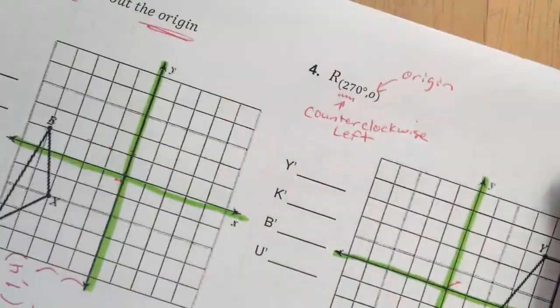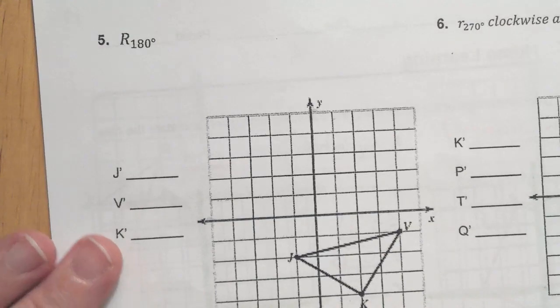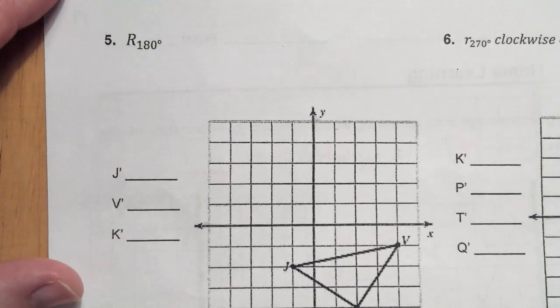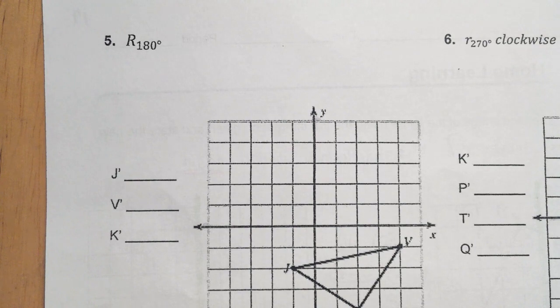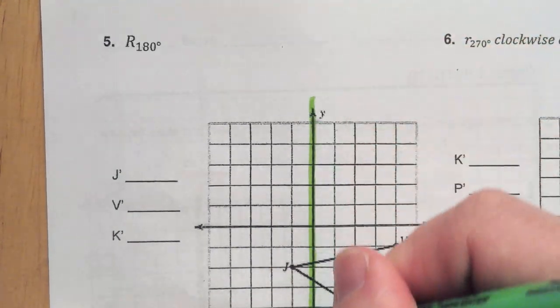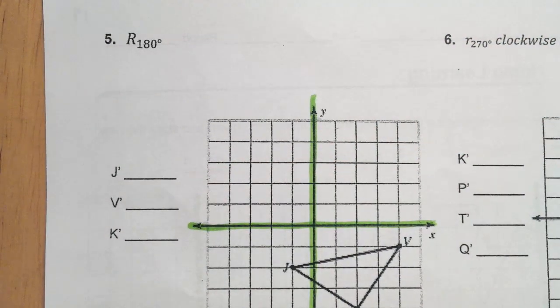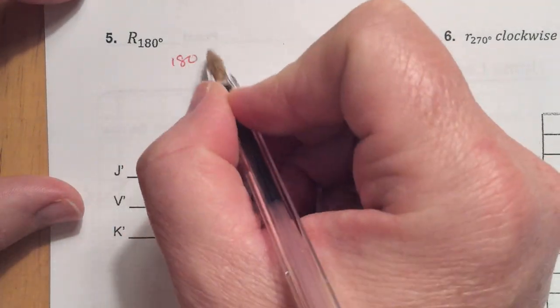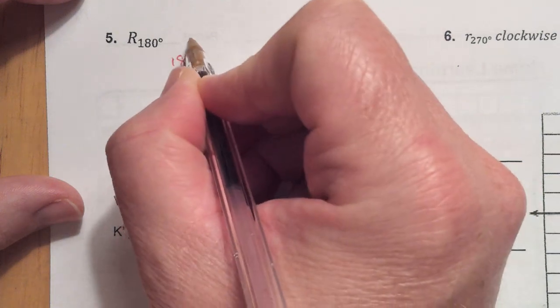All right. Okay, so then let's go on to page 20. So on page 20, they said they were just rotating it, so we can immediately assume that we're going around the origin. Okay, so we're going to rotate this around the origin. They didn't say which way to go, so we automatically go counterclockwise. So 180 degrees around the origin, counterclockwise.